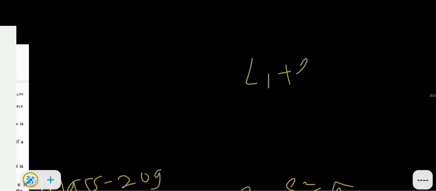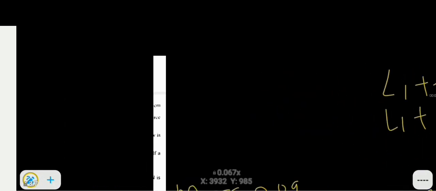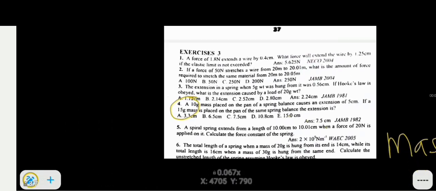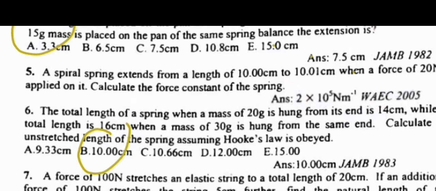L1 plus E1 is equals to 14. Now L1 plus 4 is equals to 14. So L1 will be 14 minus 4. L1 will now be 10 cm. So the value of the original length is 10 cm. So go and look for 10 cm in the question. So that's number 6. So 10 cm. You can see it from here. Option B. So that's the answer to that question.